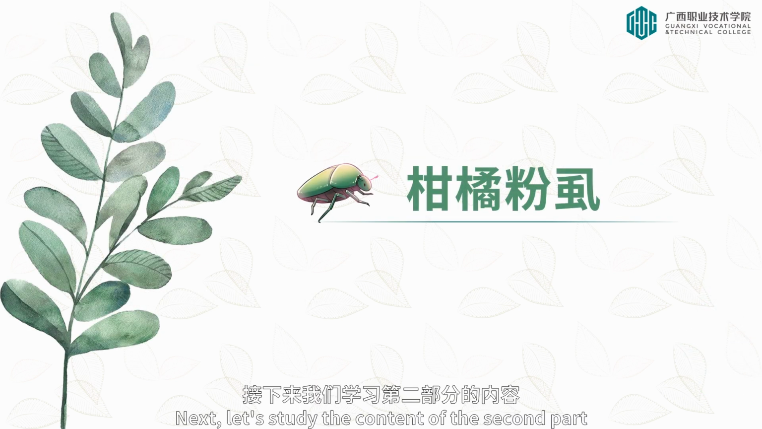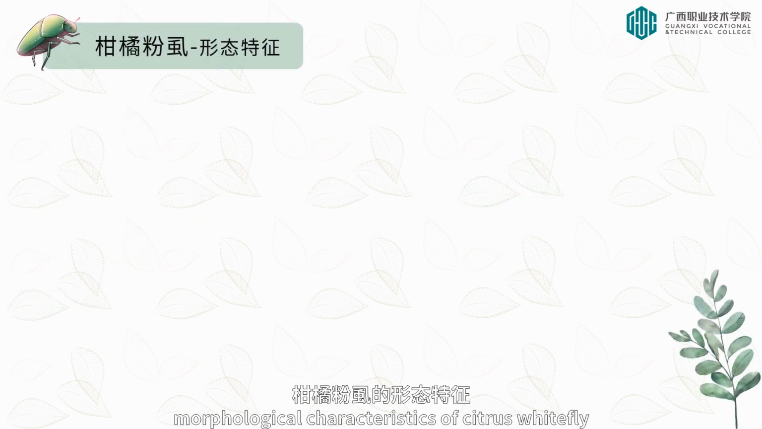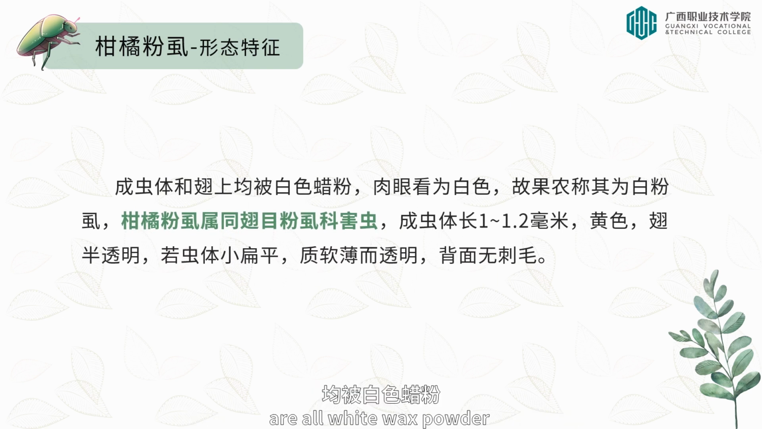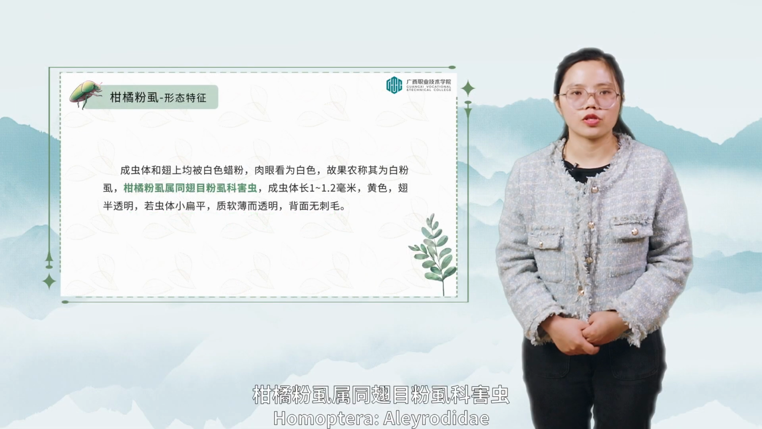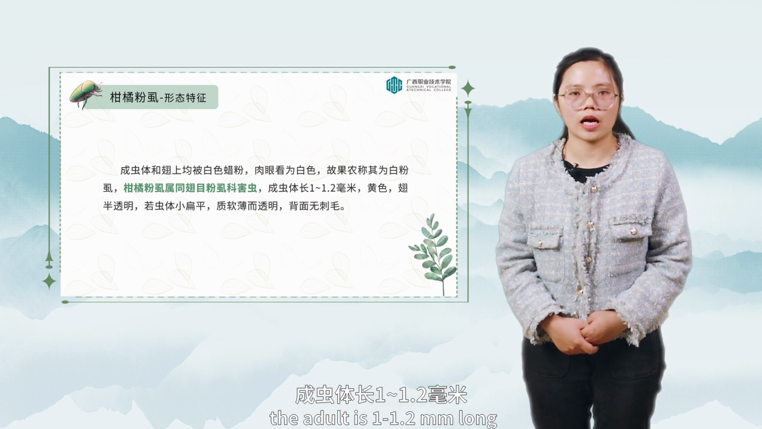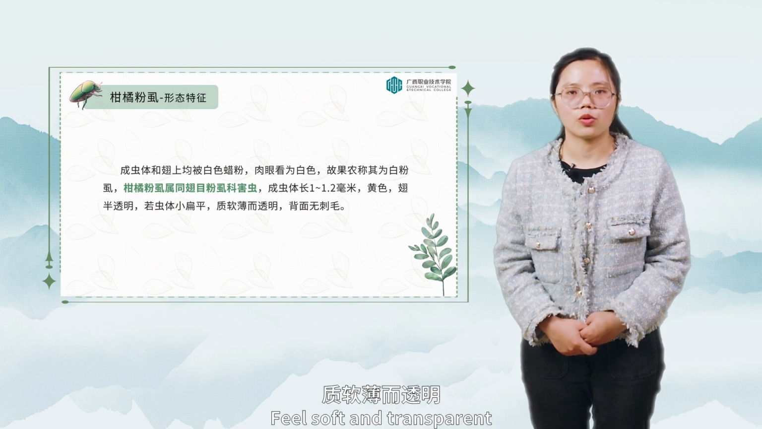Next, let's study the content of the second part, citrus whitefly. Let's look at the morphological characteristics of citrus whitefly. The adult's body and wings of citrus whitefly are all covered with white wax powder, which looks white to the naked eye, so the farmers also call it white powder fly, Homoptera Aleyrodidae. The adult is 1 to 1.2 millimeters long, is yellow, and the wings are semi-translucent. The nymph is small, flat, soft and transparent, with no spines on the back.